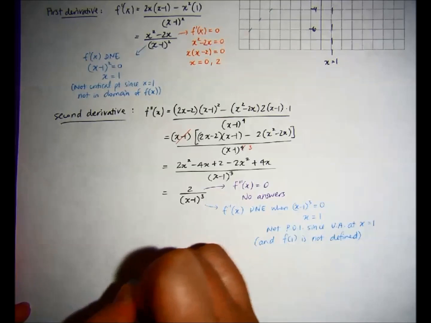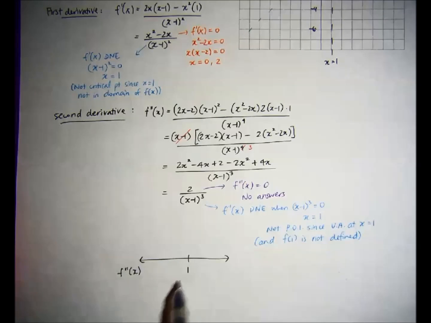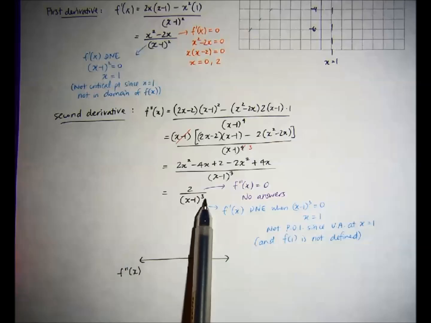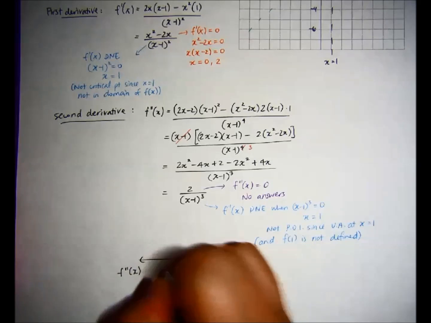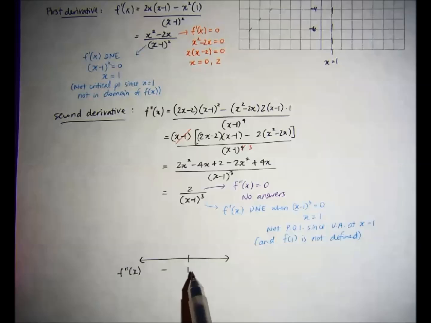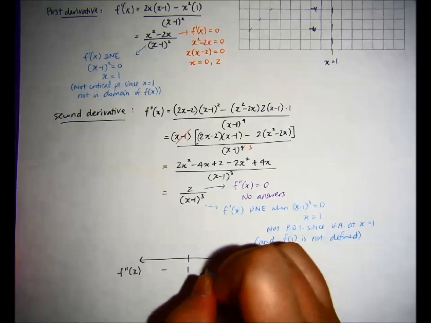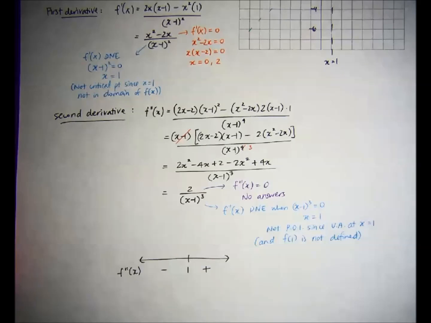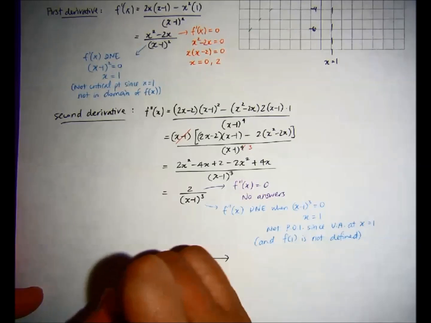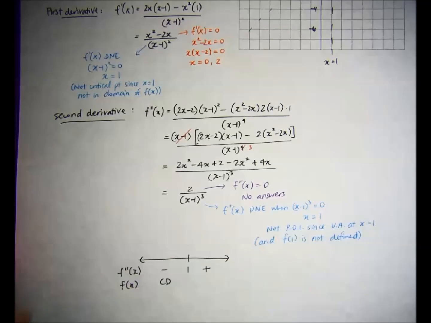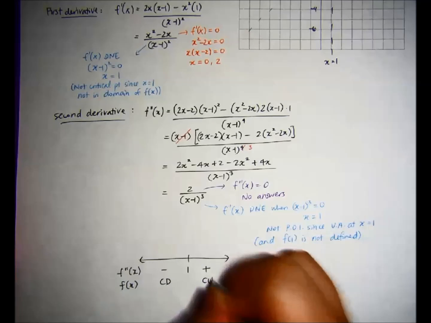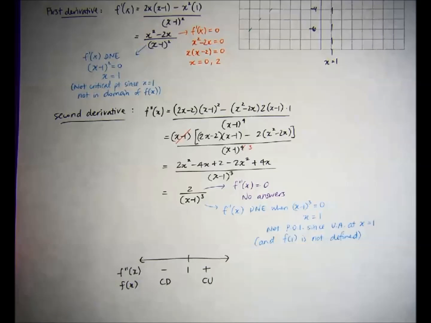So here's our second derivative. When x is less than 1, we want to figure out whether the function is concave up or concave down. And if you plug in a number like, let's say, 0, 0 minus 1 cubed, that's going to be negative. So overall, the second derivative will be negative. When x is greater than 1, this will be positive. Okay? So that means that the original function, f of x, will be concave down when x is less than 1, and concave up when x is greater than 1.